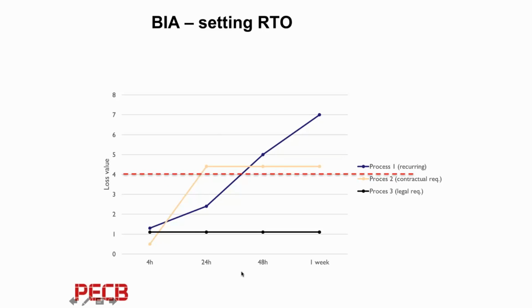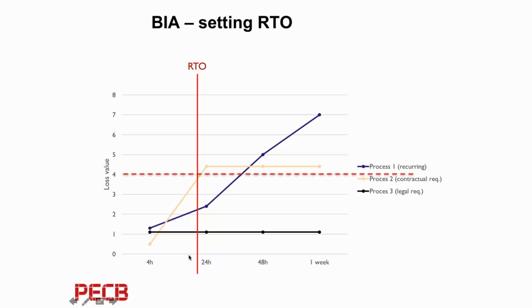And we can clearly see that to avoid the losses which are equal to or exceeding a level of 4 million, or whatever the unit is, we have to recover our processes earlier than 24 hours. Because after 24 hours, this process is exceeding our loss limit. And of course, it's not the same RTO for all the processes.